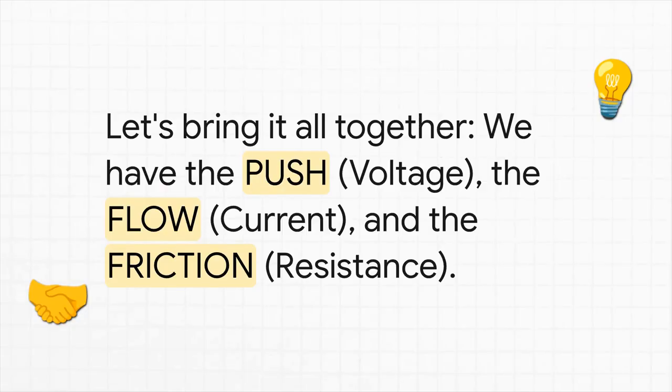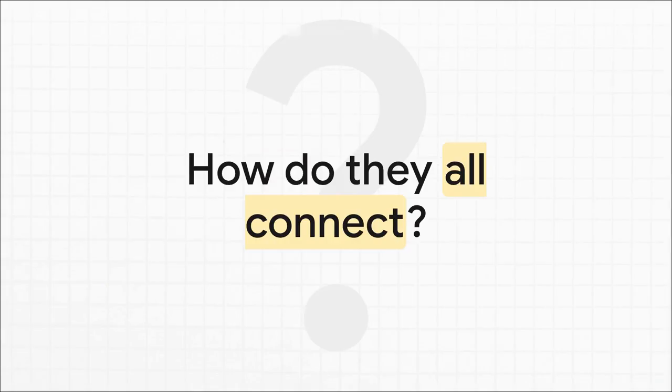Okay, so let's get our three characters on stage for the final act, shall we? We've got the flow, that's our current. We've got the push, that's our voltage. And we've got the friction, that's our resistance. So what's the connection? What is the relationship between them? If you increase the push, what does that do to the flow? And how does friction fit into all of this? Turns out the connection is, well, it's beautifully simple.